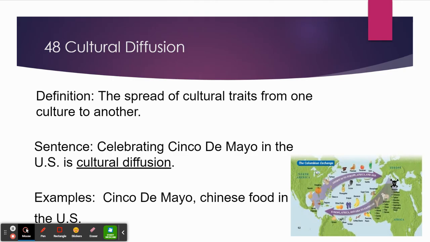Next word, cultural diffusion. Definition: the spread of cultural traits from one culture to another. Sentence: celebrating Cinco de Mayo in the U.S. is cultural diffusion. Examples: Cinco de Mayo, Chinese food in the U.S. It could be anything. So let me explain.